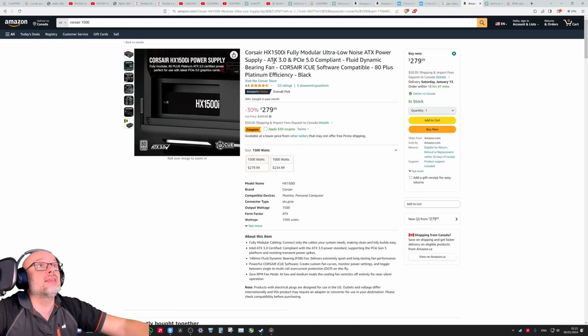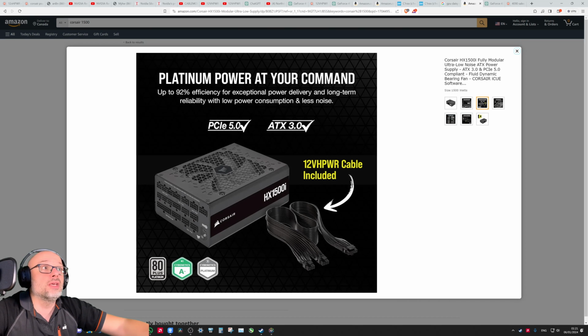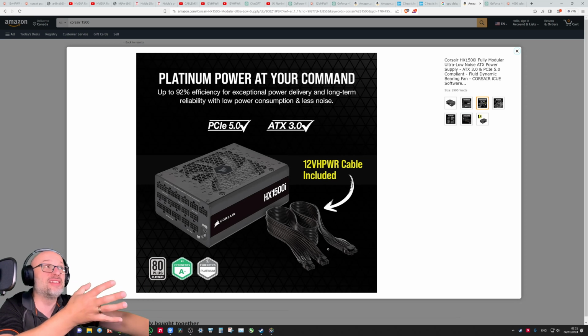Look, this is ATX 3.0 and PCIe 5.0 compliant. And yet, it doesn't have this slot. What it does have is this cable here, which is a converter. But again, it's not a big problem because you have a lot of standard old school slots that you can still use, or you can use the converter added to the NVIDIA GPU.